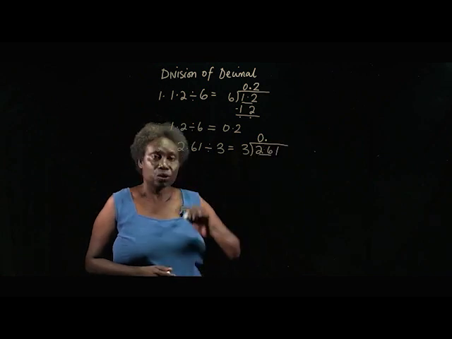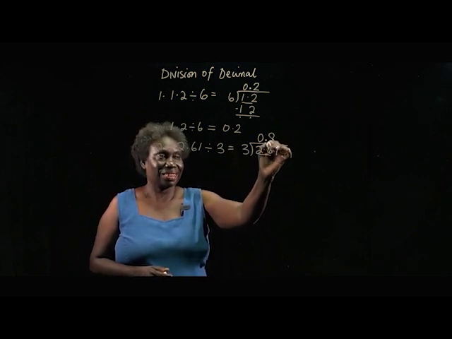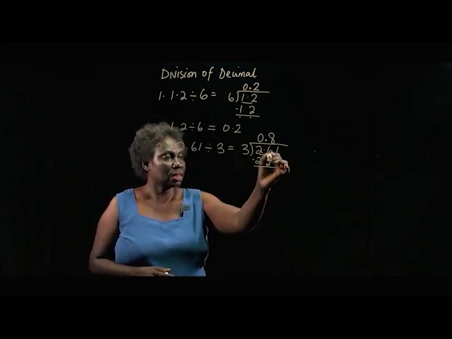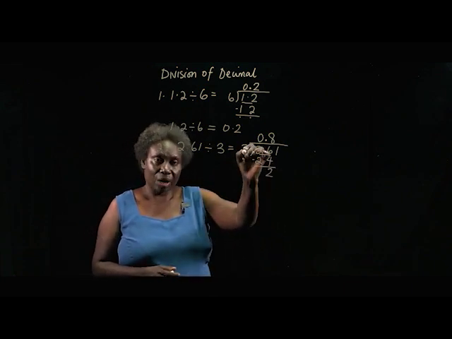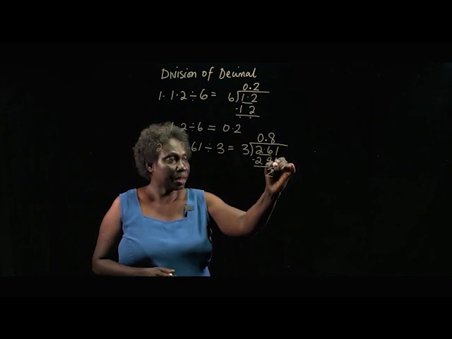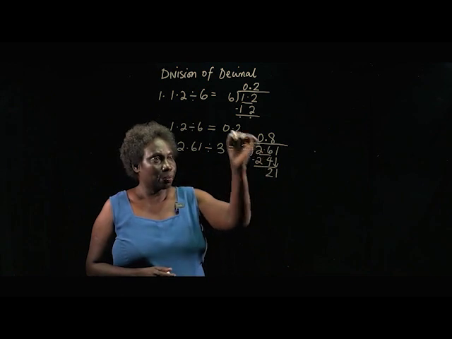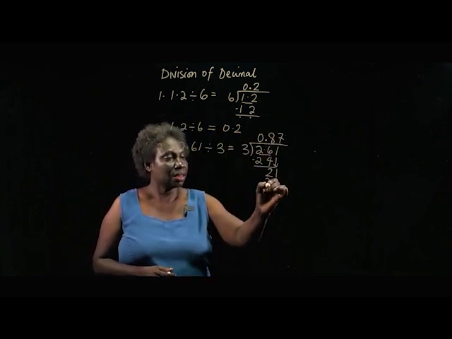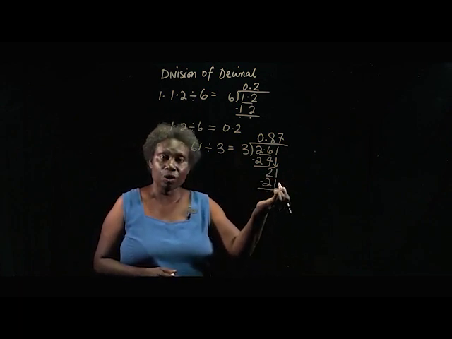and make this 26. 26 divided by 3 is 8. Okay, 8 times 3 is 24. Now, we subtract 24 from 26. We have 2 remaining. 2 divided by 3 cannot, so we bring down 1 to make it 21. 21 divided by 3 is 7. 7 times 3 is 21. When we subtract, they cancel out, so we have nothing more to divide.